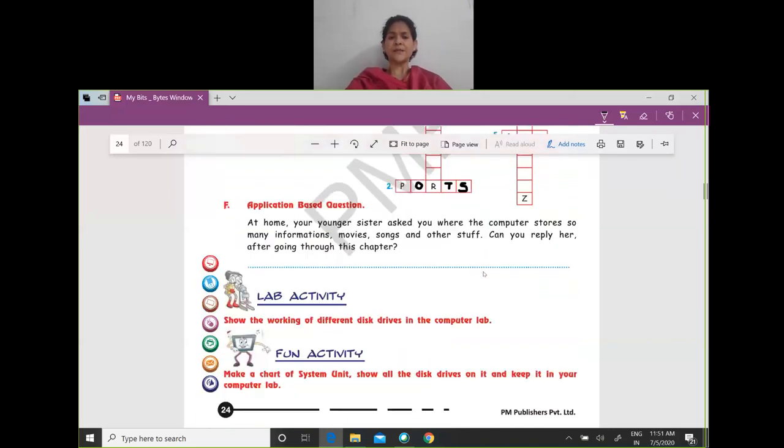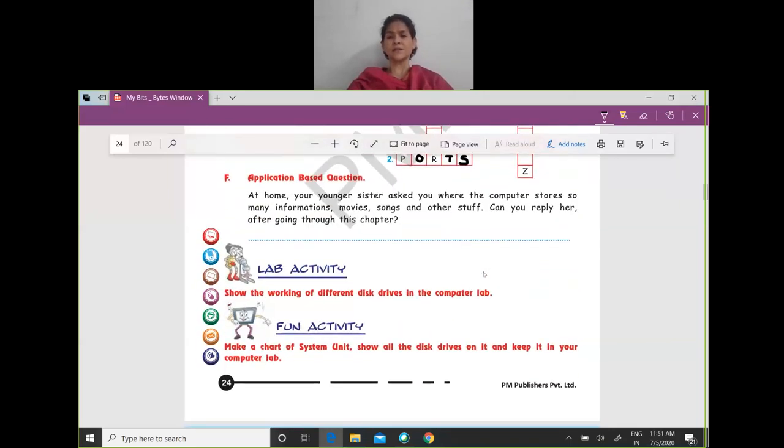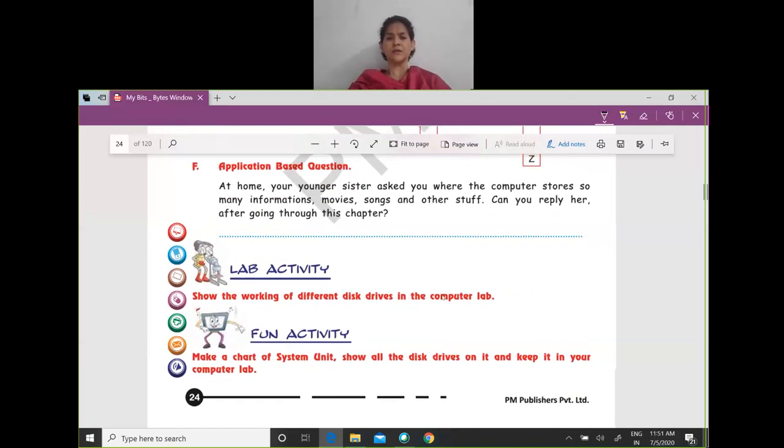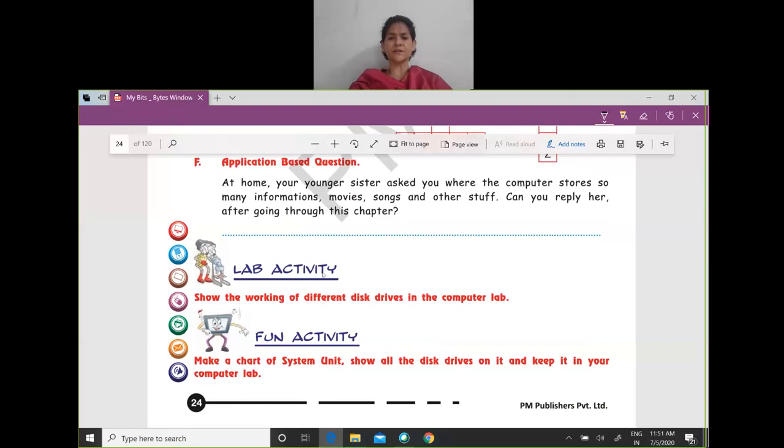Next is application based. At home, your younger sister asked you where the computer stores so many informations, movies, songs, and other stuff. Can you reply to her after going through this chapter? Now, can you tell me where does the computer store all informations? It is the hard disk. The answer here is hard disk.